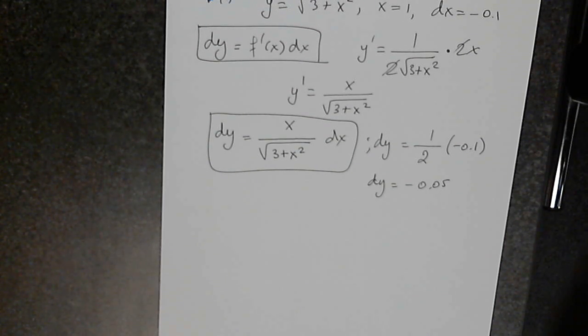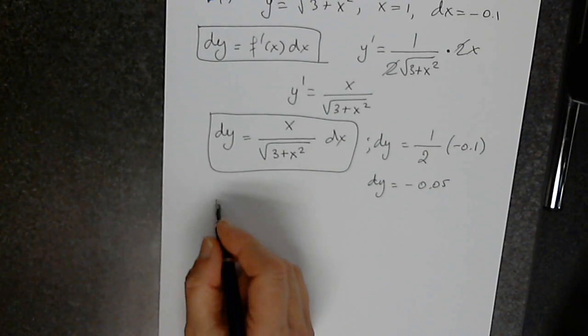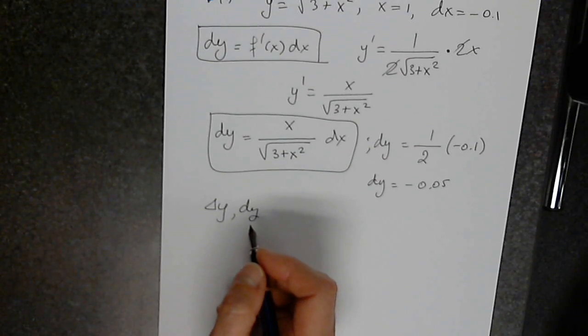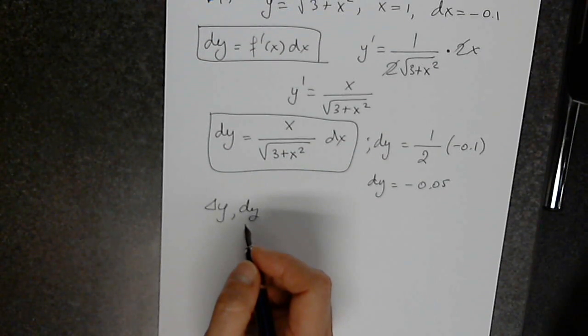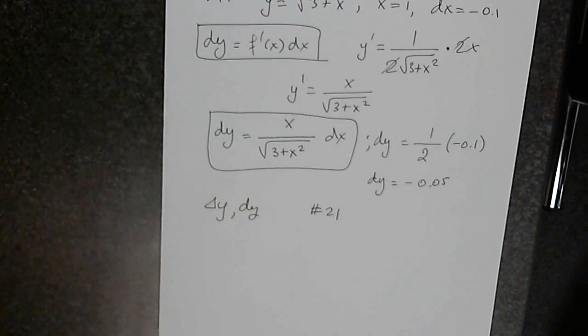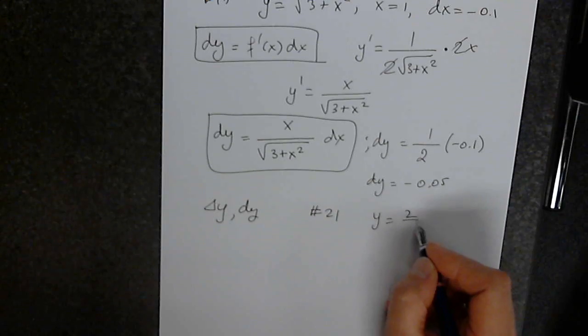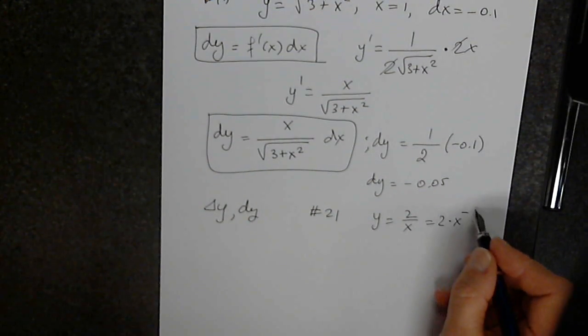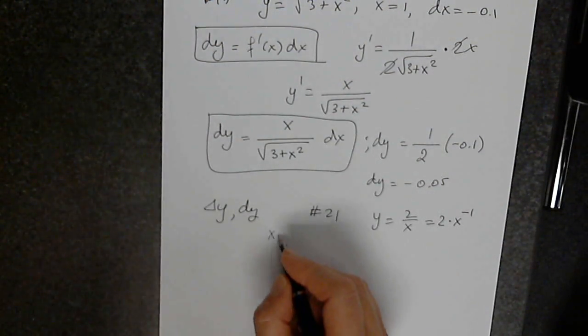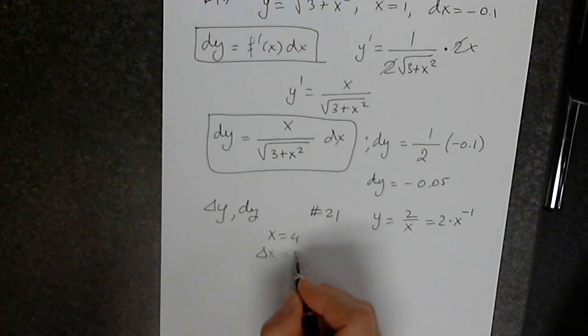Now they want us to compute delta y and dy. 19 through 22. So they want us to compute delta y and dy for, let's say, 21, which is y equals 2 over x, or 2 times x to negative 1. They are giving us x equals 4 and delta x equals 1.